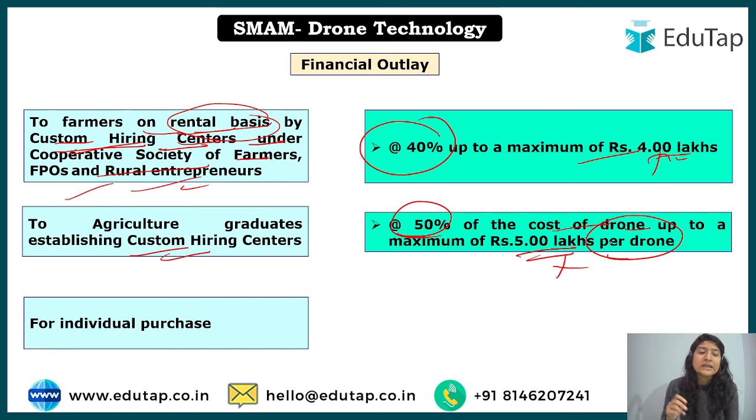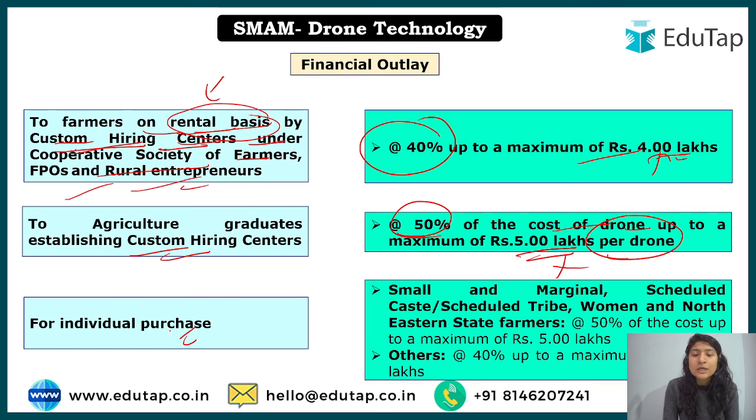Okay. Next is individual purchase, because so far we have looked at the rental purpose. Now we will understand the individual purchase. So here we have two categories. One belongs to the special categories. Special categories consist of small and marginal farmers, SC/ST tribes, women and northeastern state farmers. For them it is at the rate of 50% of the cost up to a maximum of 5 lakh. And for others it is 40% up to a maximum of 4 lakh.